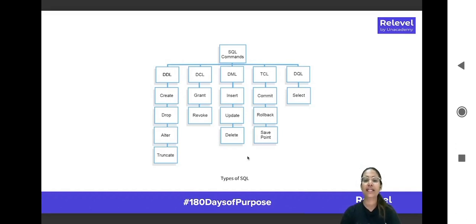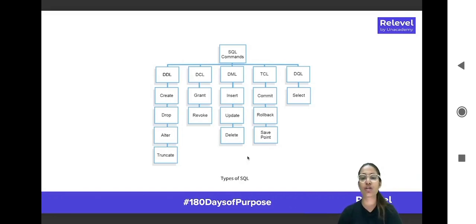We'll talk about all of them in great detail. DDL was data definition language. Then we have data control language. That means we want to control the data, we want to control the access to the data. So for that we have the commands grant and revoke. DML is basically for manipulation of the data. Do we want to insert something in the data? Do we want to update a table or a database? Do we want to delete some row in a table or a database?